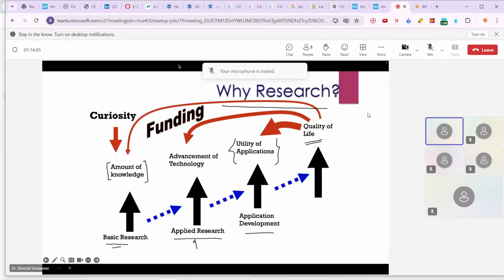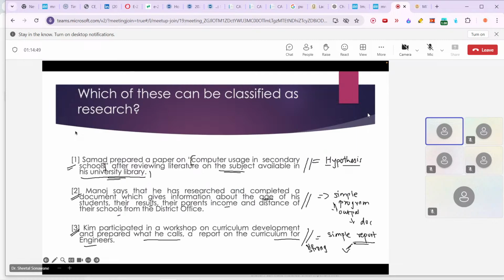So this is curiosity. You require it every time for the system. These are three problem statements, and you need to check whether these are giving you research or not.